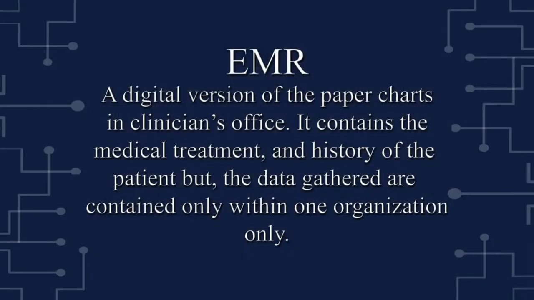But before we proceed to the demonstration on how to use an electronic medical record, let me define to you first what an electronic medical record is and what is its difference to electronic health record, also known as EHR. An electronic medical record is a digital version of the paper charts in clinician's office. It contains the medical treatment and history of the patient, but the data gathered are only contained within one organization. It means that EMR is intra-organizational, or it is only used by one single organization.